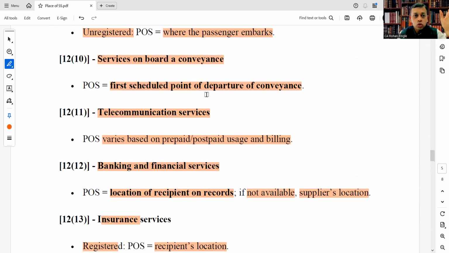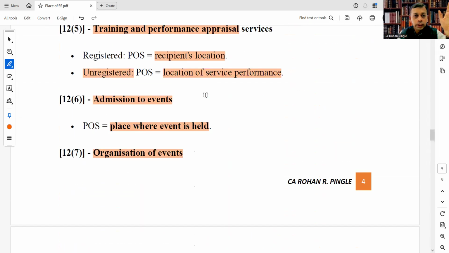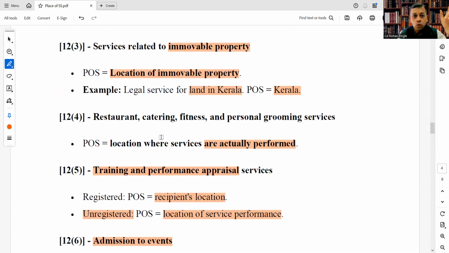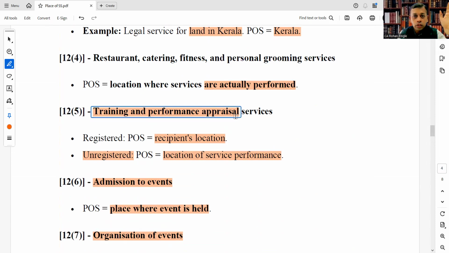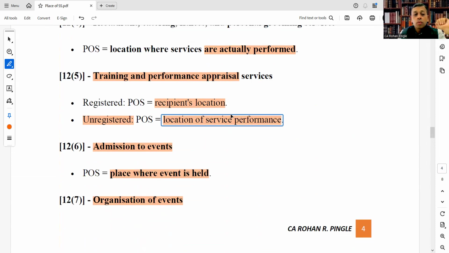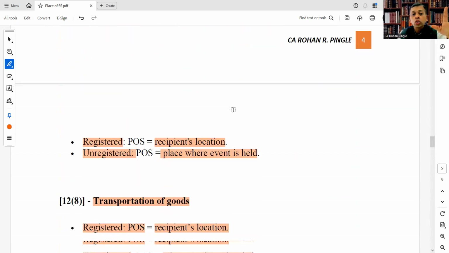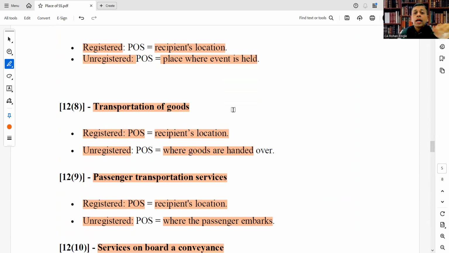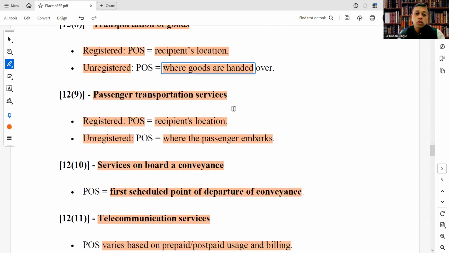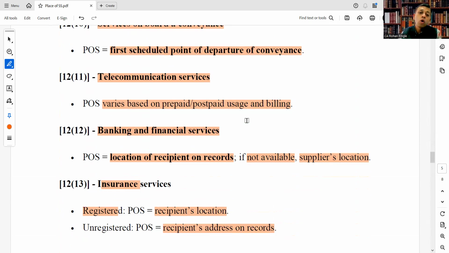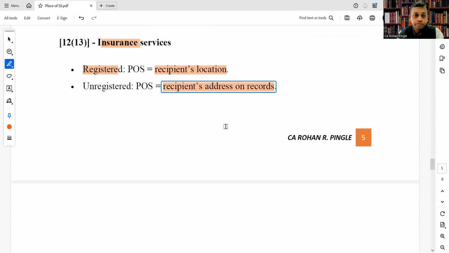Okay. Let's glance through what we have studied. Total 13. 12.2 talks about the default rule. 12.3 talks about immovable property. Then 4 talks about restaurant, catering, fitness, personal grooming. 5 talks about training and performance appraisal. 6 talks about admission to events. 7 talks about organization of events. 8 talks about transportation of goods. 9 talks about passenger transportation services. 10 talks about service on board of conveyance. 11 talks about telecommunication service. 12 talks about banking and financial service. And 13 talks about insurance service.